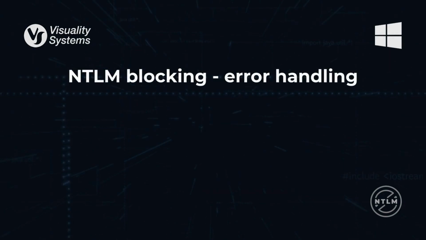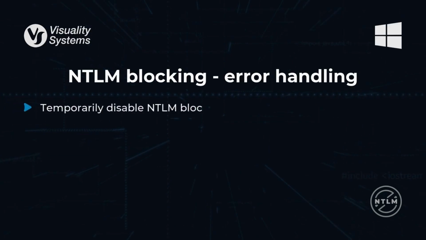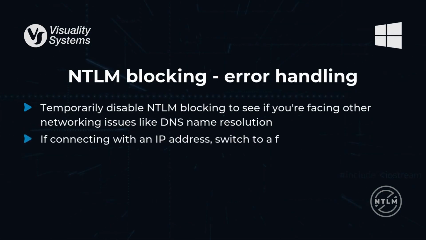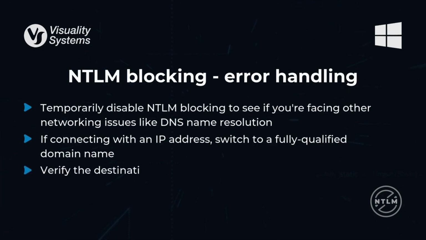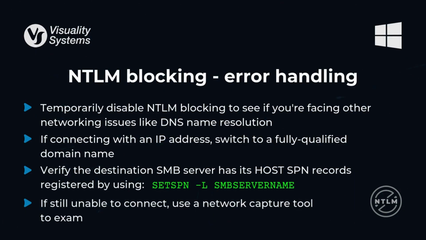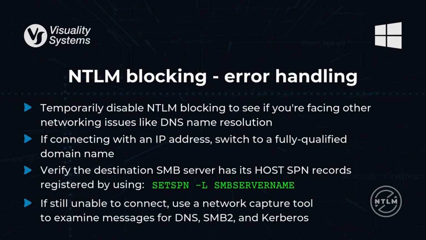In cases where NTLM blocking triggers an error, troubleshooting steps can help identify the source of the issue. You might temporarily disable NTLM blocking to check for other network issues, like DNS name resolution. If you've connected using an IP address, try switching to a fully qualified domain name. You can verify that the SMB server has the necessary host service principal name registered using the setspn command. If still unable to connect, use a network capture tool, like Wireshark for example, to examine the client and server messages for DNS, SMB2, and Kerberos.